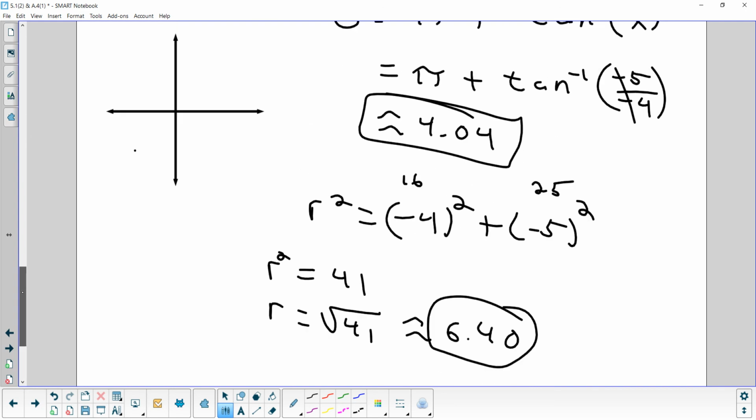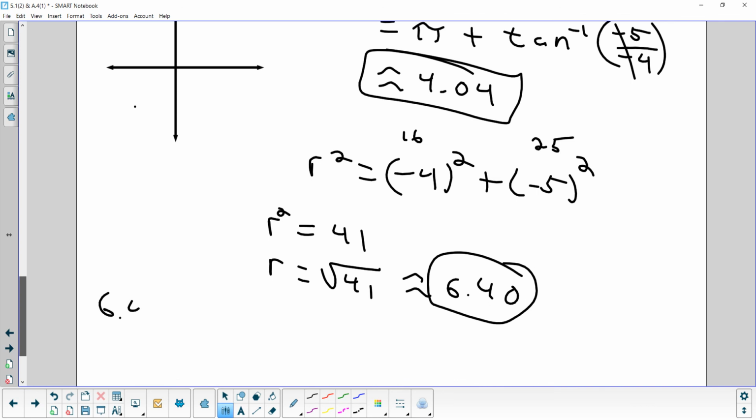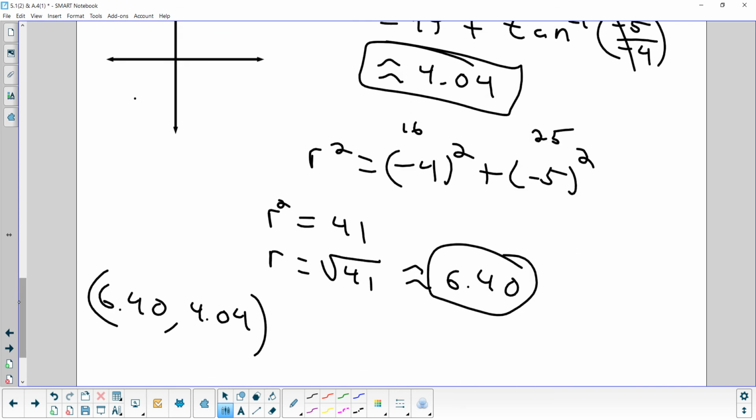All right, so my final answer is r. That's the distance I'm going to move out from the origin, and the angle, 4.04 radians. Questions on that one?